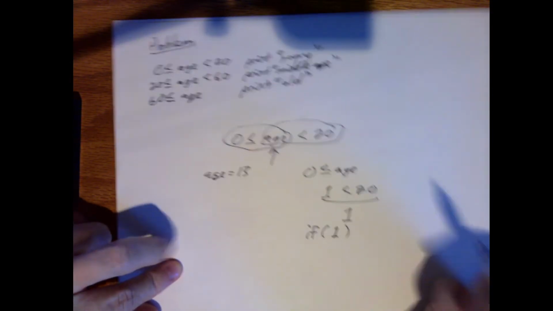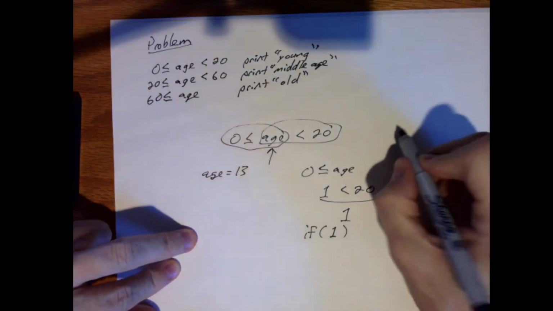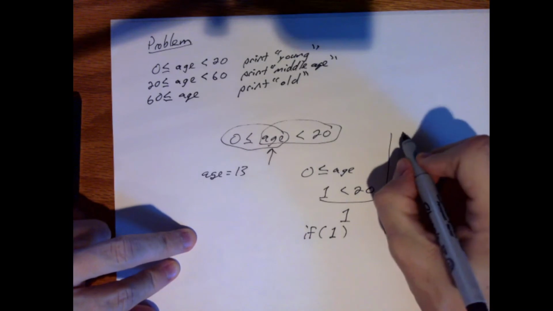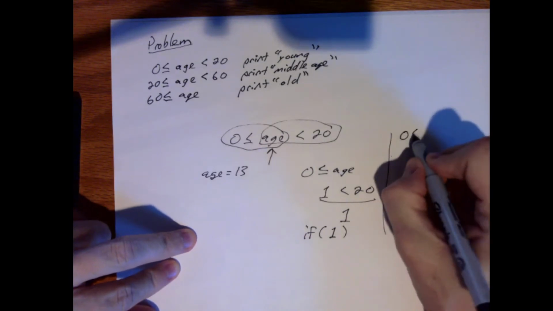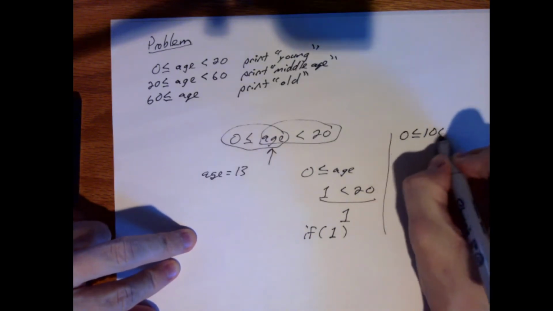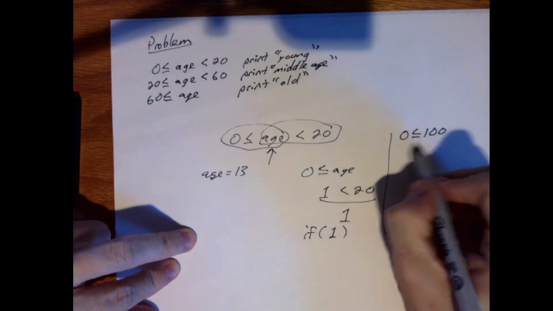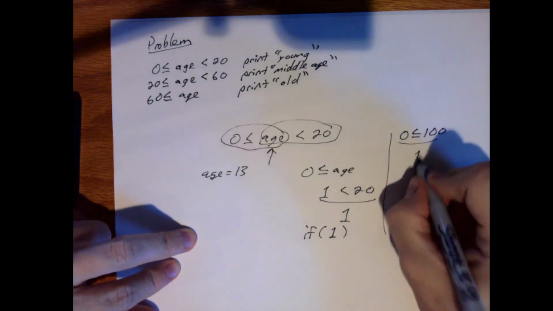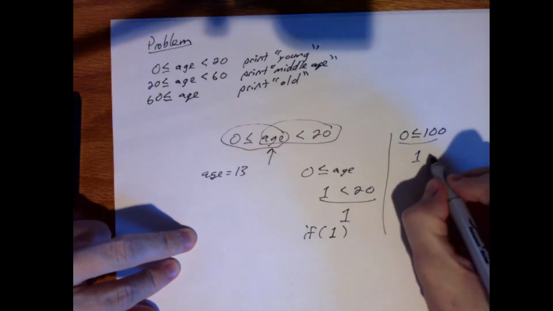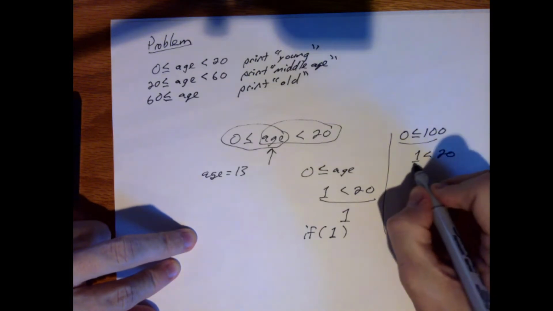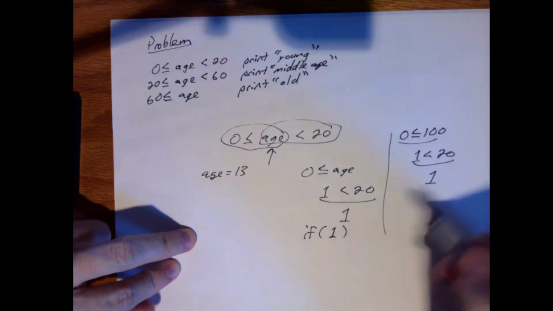What happens if I put 100 in here? Well, now we have 0 less than or equal to 100, which is true. So this is replaced by 1. And once again, we have 1 is less than 20, which is true. So we get 1. So it prints that they're young.